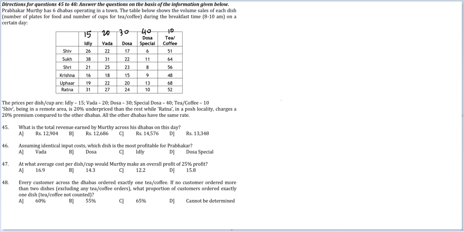First question is, what is the total revenue earned by Murthy across his dhabas on this day? Oh my god, so I would have to add up all these numbers and then multiply them by this. Let's add 6 plus 8 plus 1 is 15, 15 plus 6 is 21, 21 plus 10 is 31. So 3 carried over, 3 plus 2 is 5, 5 plus 3 is 8, 8 plus 2 is 10, 10 plus 2 is 12, 12 plus 3 is 15.